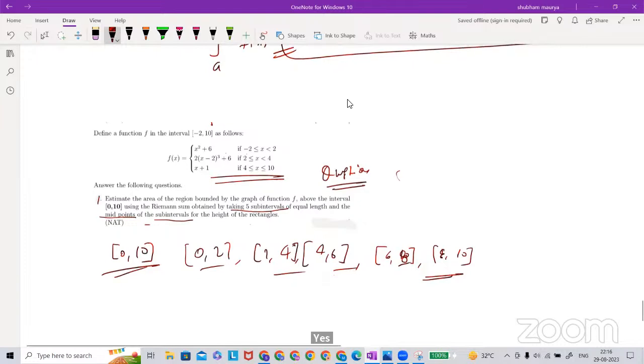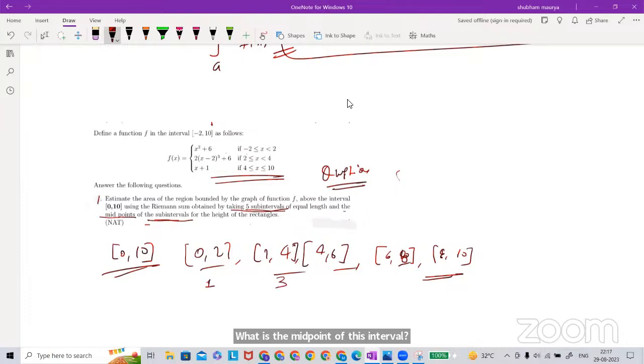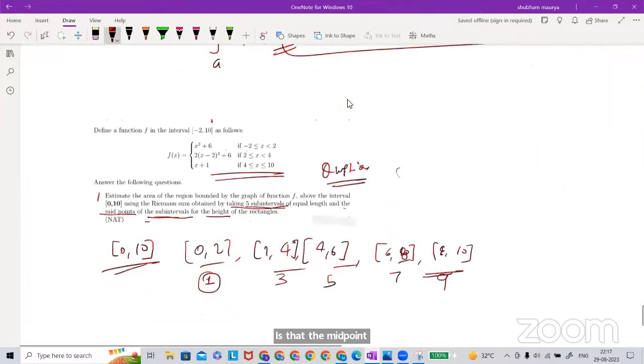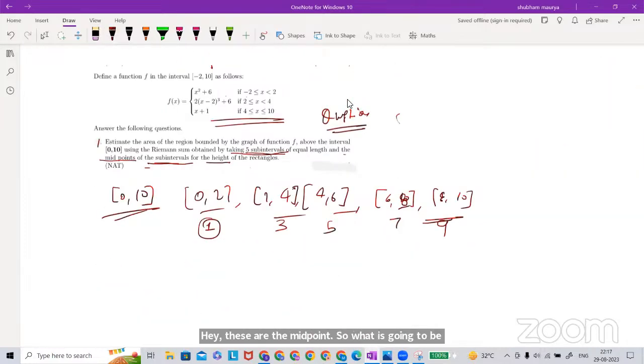Now it says equal length and the midpoint of each subinterval. What is the midpoint of these intervals? 1, 3, 5, 7, 9. Now for the height of the rectangle, the midpoint is used. Earlier we discussed the left side, sorry, right side, but here it says midpoint. These are the midpoints. So what is going to be the sum? What is the width here? 2 for each interval.